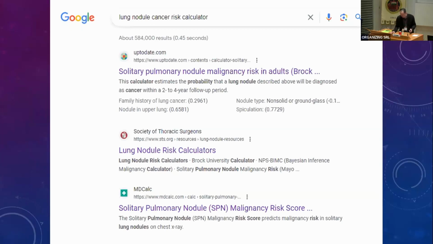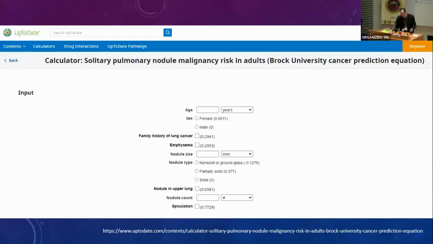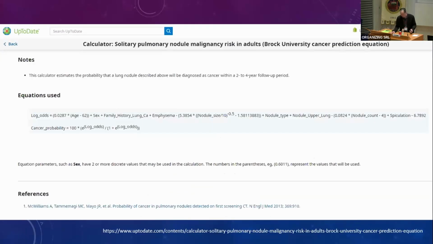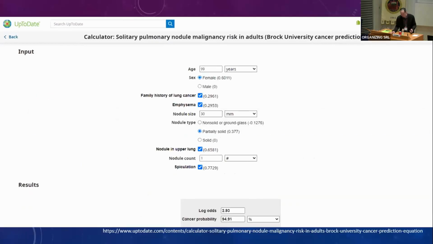Google, who recommends these lung cancer risk calculators. And the first one is published in the website UpToDate. It's called the Brock calculator. And here you can see that the calculator asks for the patient's age, sex, family history of lung cancer, emphysema, nodule size, nodule type, location of the nodule, how many nodules there are, and whether it's spiculated. And it's a very complex formula, as you can see here. This is the equation that is used to calculate this chance of malignancy.